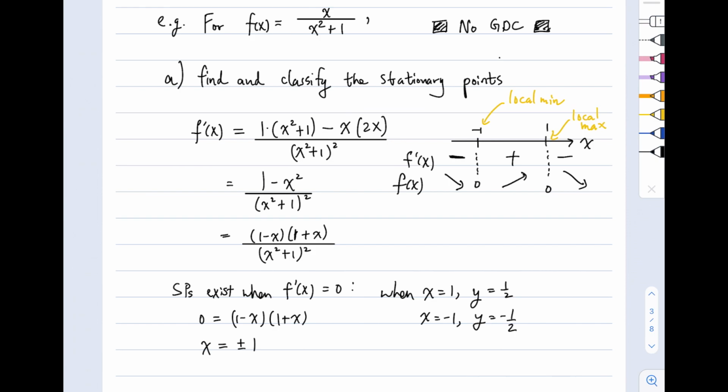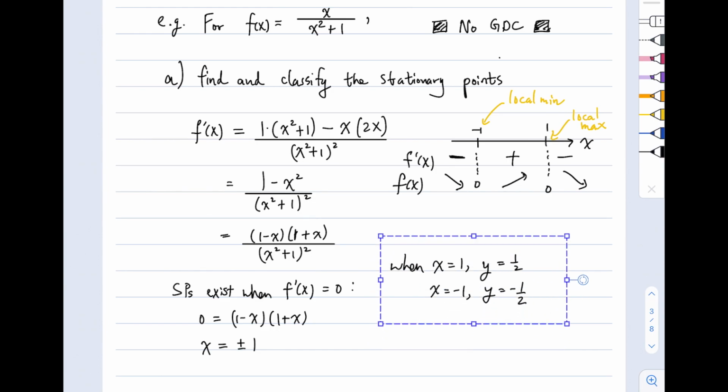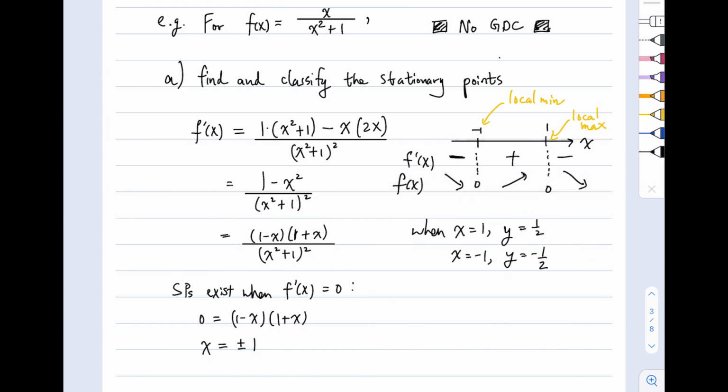Okay, and this is the classification step, but you have to write it down for the reader. For the reader, we have to state, hey, this is my local maximum, this is my local minimum. So I'm going to do that now. I'm going to say, therefore, and this is my final answer, -1, -1/2 is a local min, and then also 1, 1/2 is a local maximum.